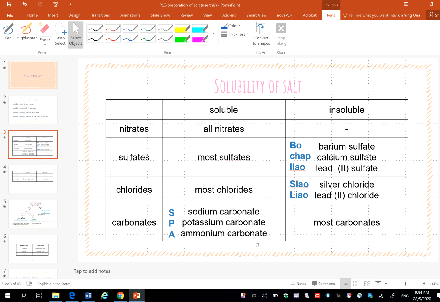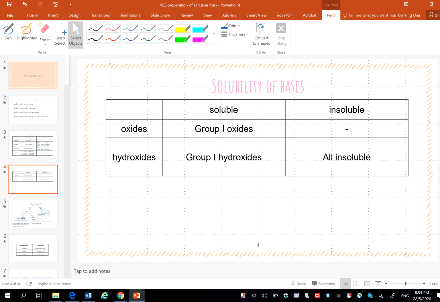For chlorides, you can choose to remember SL, CL, or student leaders, sports leaders, whichever you prefer. That is silver chloride and lead(II) chloride. Then for carbonates, most of them are insoluble except for SPA. SPA stands for sodium, potassium, and ammonium carbonate. In fact, as long as it's a SPA compound, it will be soluble. Finally, for oxides and hydroxides, most of them are insoluble except for group 1 oxides and group 1 hydroxides.